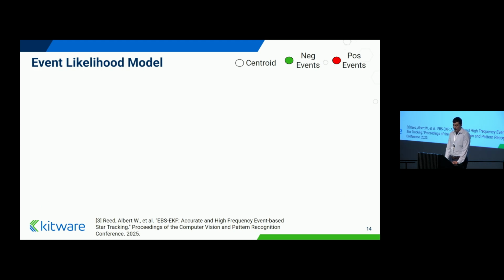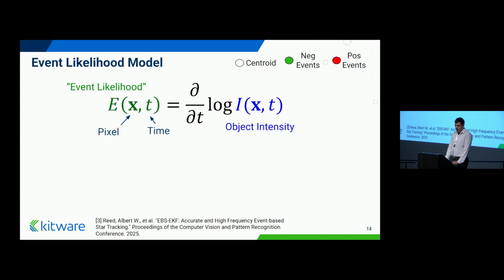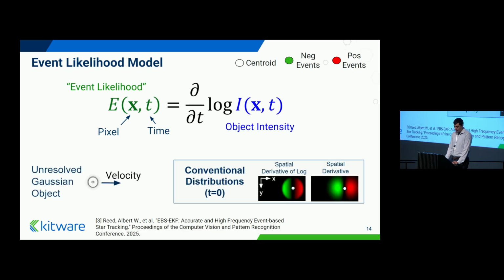First, to understand the event distribution, we utilize the event likelihood, which describes the likelihood of an event occurring at a pixel x and at a point in time t. Typically, this is derived as the partial derivative with respect to time of the log of the object's intensity at that pixel. If we have an unresolved Gaussian object moving to the right, we would get these distributions shown here, which essentially boil down to the spatial derivative in the direction of travel. What's important to note is that these distributions only change as a function of position, which does not correspond to what we observe in real-life experiments.